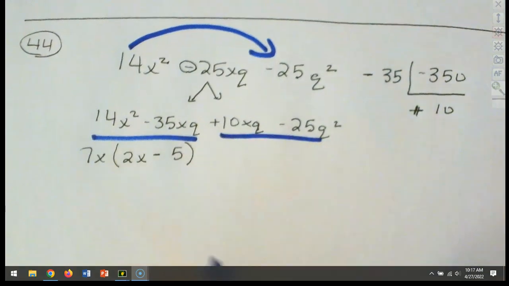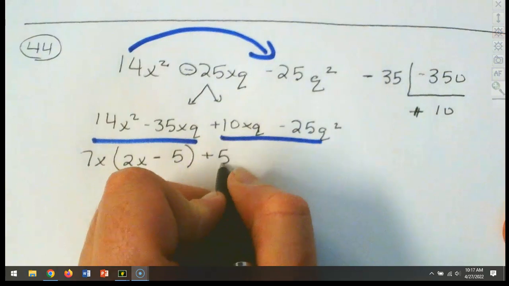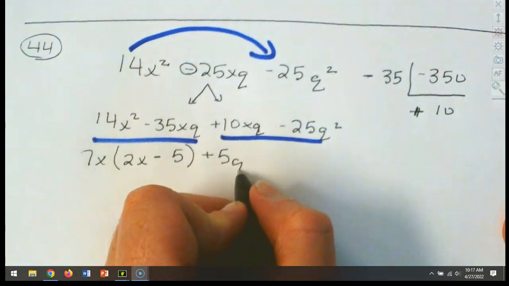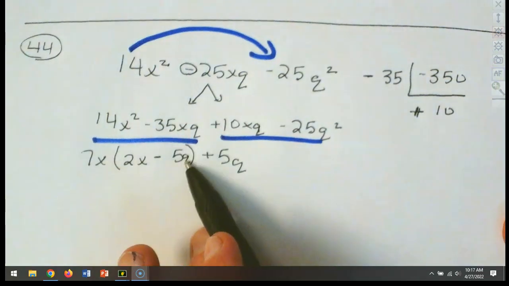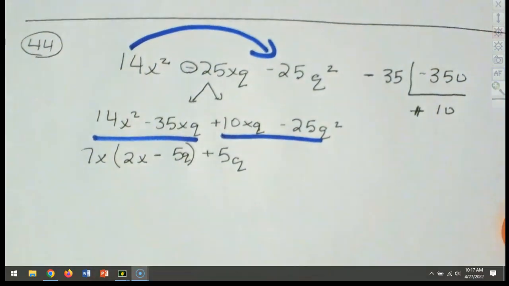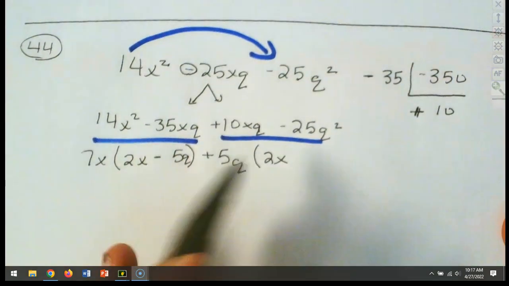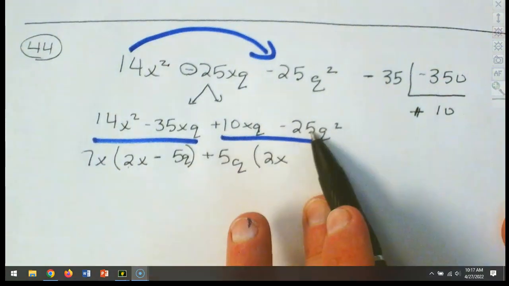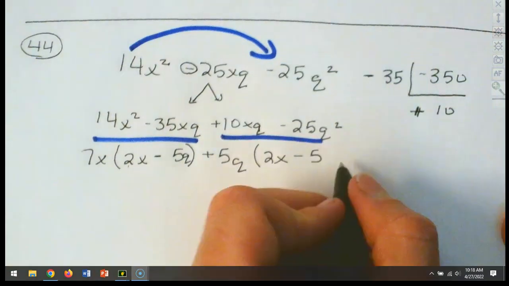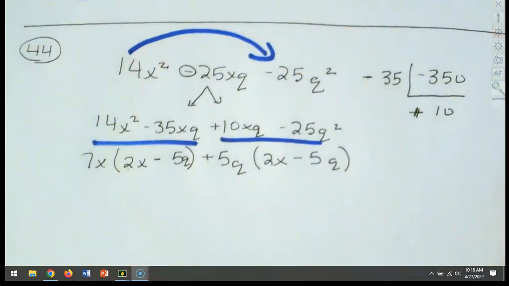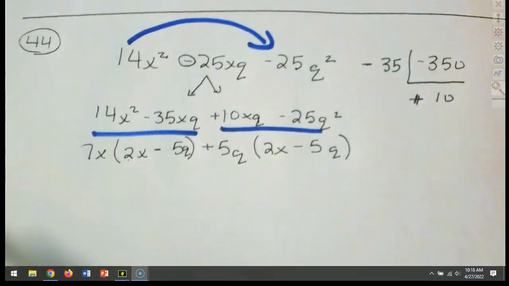Next two pieces, we can easily see these have a 5 in common. And we have a q in common. And I think I forgot the q there. Yep, because it should be a minus 5q. So that 5q comes out, and that's going to leave you with a 2x, matching. 25 divided by 5 leaves that minus 5. And q squared, take out a q, that leaves you with the q. We know we're on the right track because these matched up. These are the same.